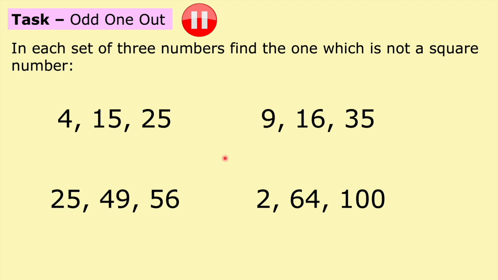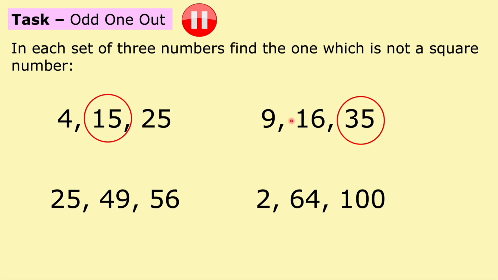Okay, let's go over the answers. For the first set, 4 is a square number because 2 times 2 gives you 4. 15 is not a square number. There's not a number that multiplies by itself to give you 15. So that is the odd one out, because for 25, 5 times 5 gives you 25. Second set, 9, 3 times 3 gives us 9, so that's a square number. 16, 4 times 4 gives us 16, so that's a square number.